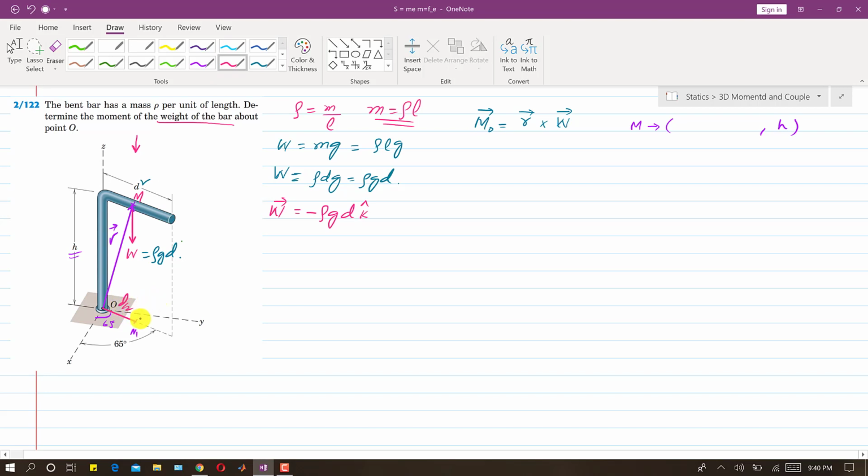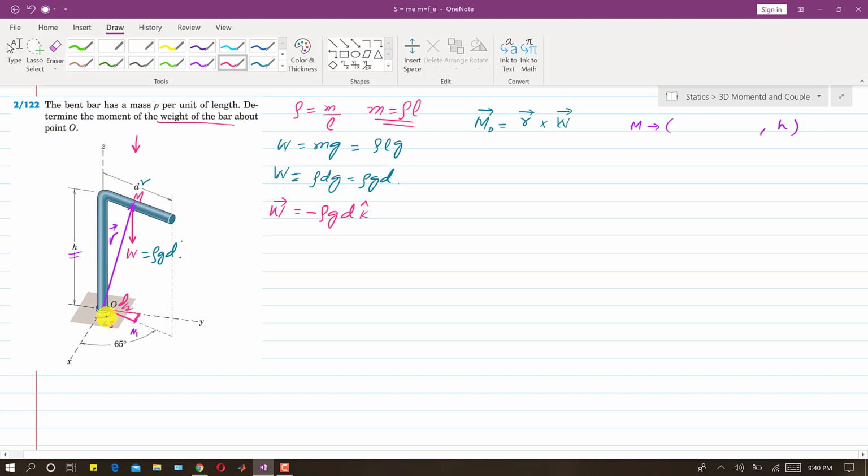So this is d by 2. So we will have two components, right? One component will be along the x-axis, so this will be parallel to the x-axis, and there will be another component which will be parallel to the y-axis, right? So these are the two components.